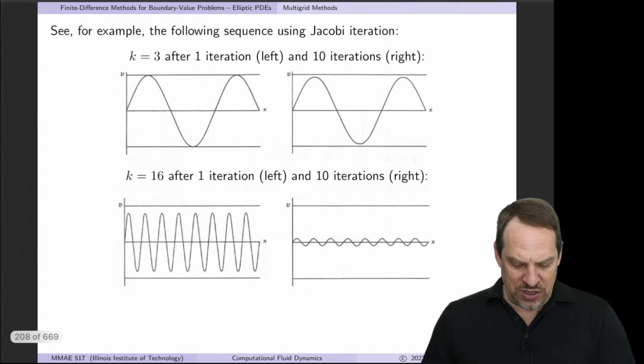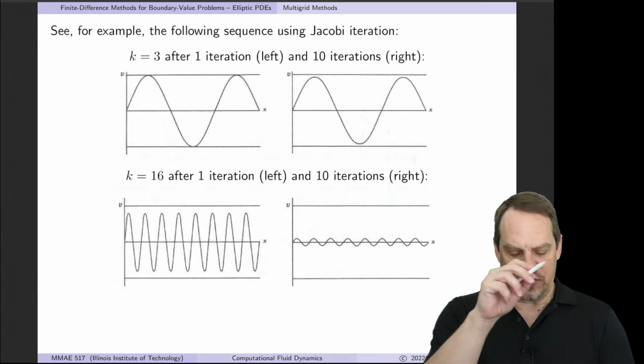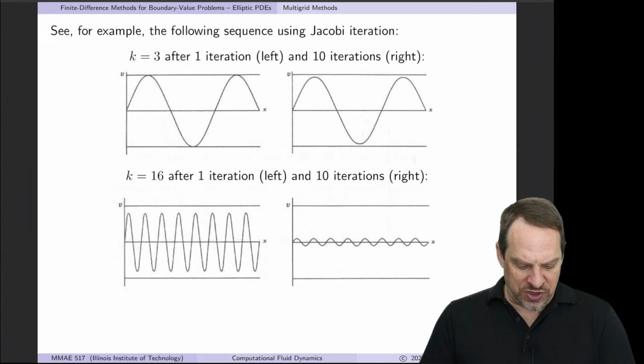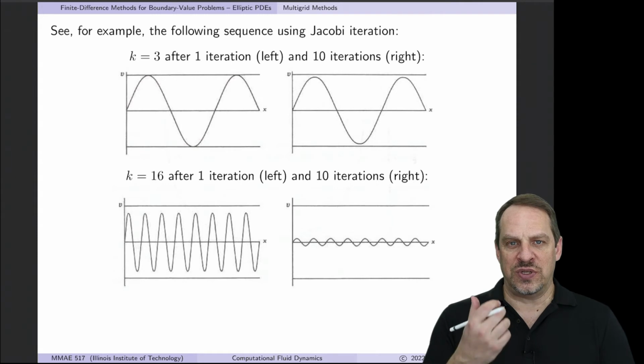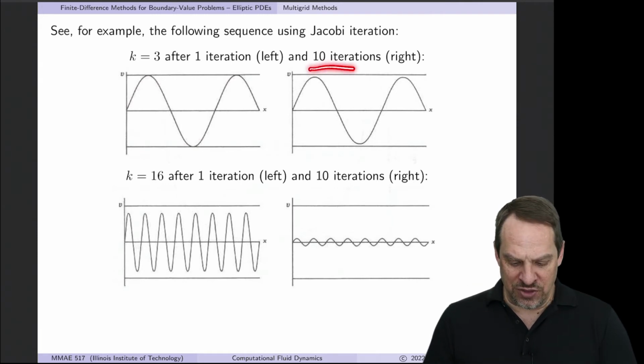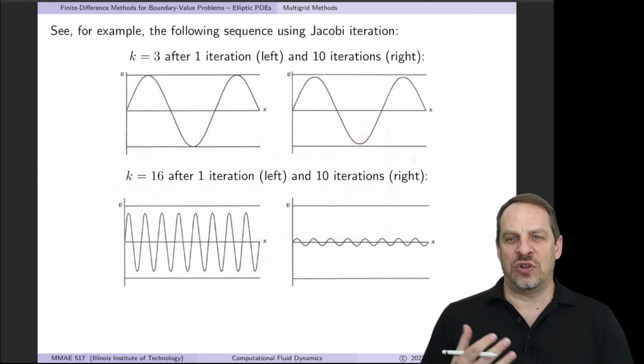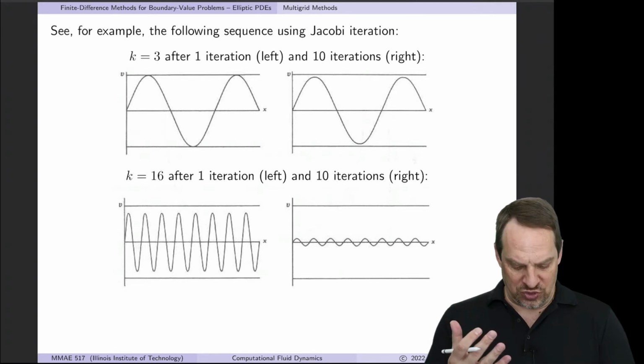To show that, here's an example again with Jacobi. K is equal to 3, so 3 half sine waves across the domain. On the left is just 1 iteration. On the right is 10 iterations. So after only 1 iteration with k is equal to 3, you can see there's very little reduction in the error for this low frequency mode. After 10 iterations, you can see it's still only come down by a little bit. So that's very, very slow for this low frequency mode situation.